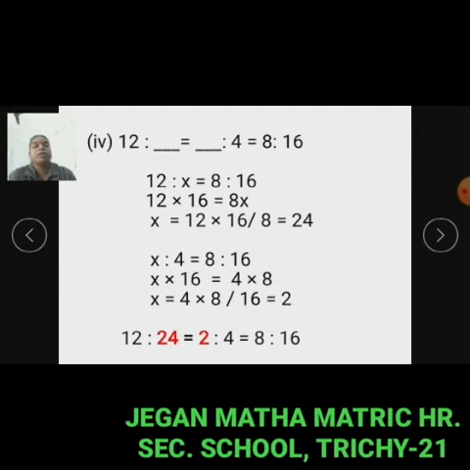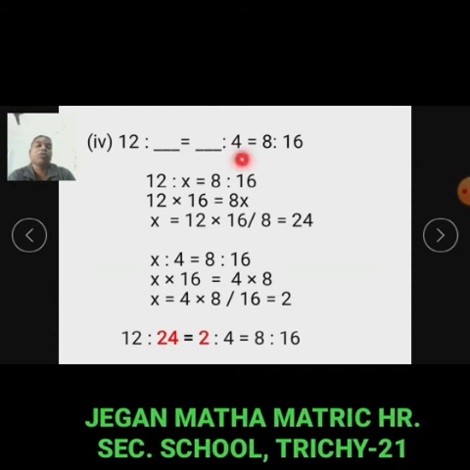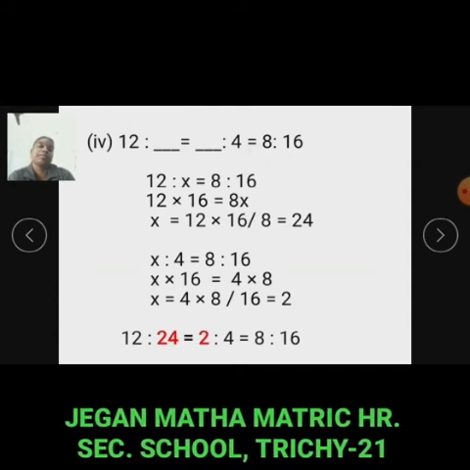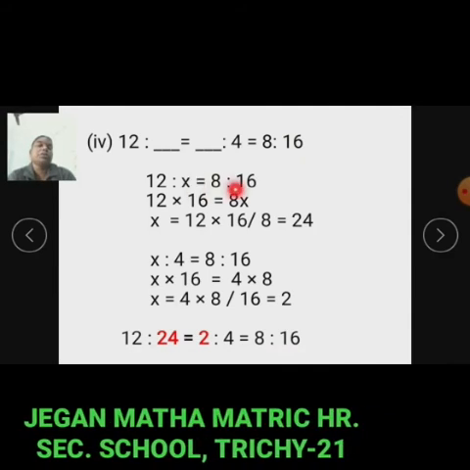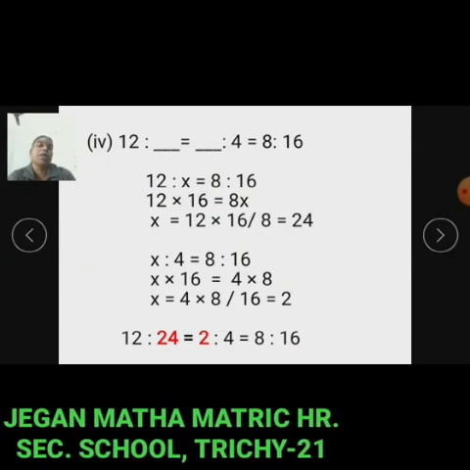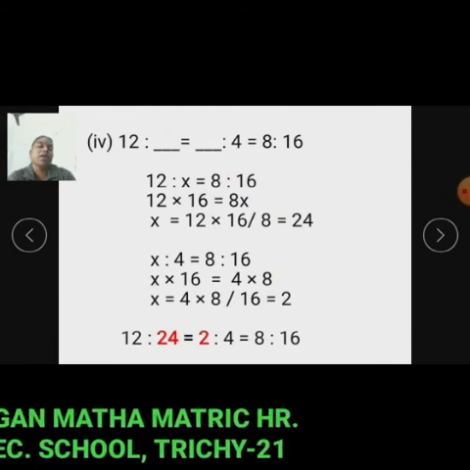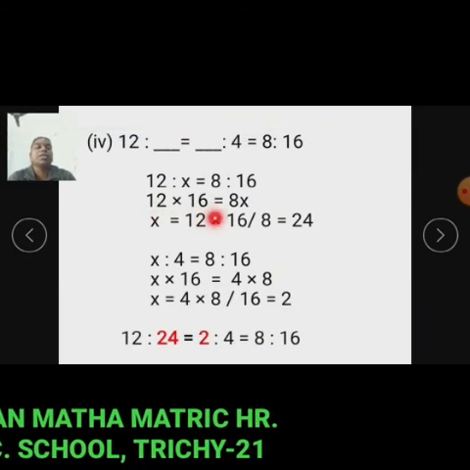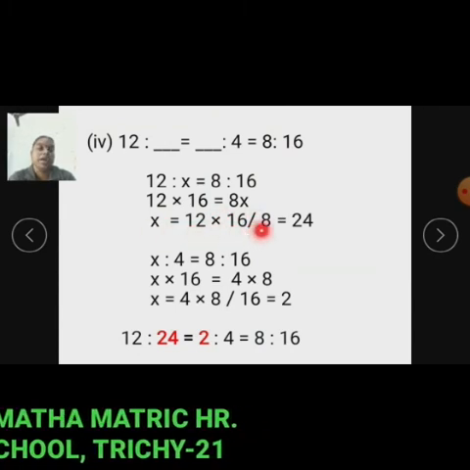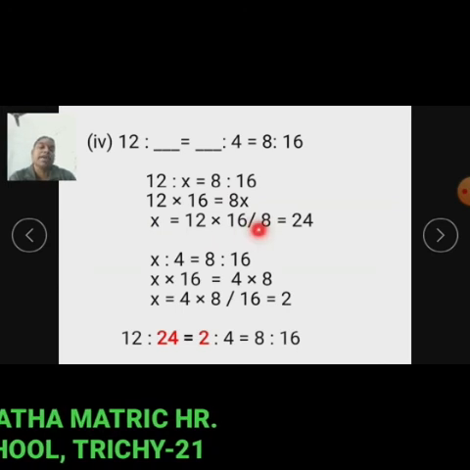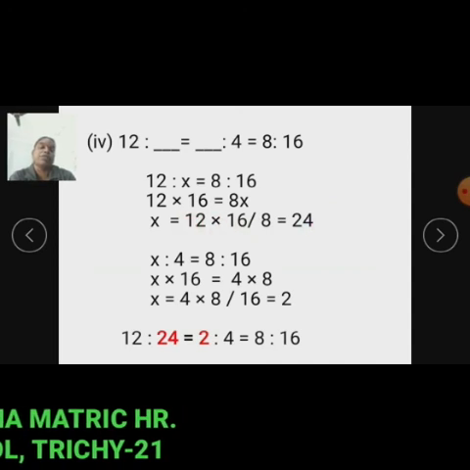Subdivision 4. 12 is to dash equal to dash is to 4 equal to 8 is to 16. First we take 12 is to x equal to 8 is to 16. Here 12 and 16 are extremes and 8 and x are means. 12 into 16 equal to 8x. So x equal to 12 into 16 divided by 8. 16 is cancelled by 8. We get 2. 12 into 2 equal to 24.